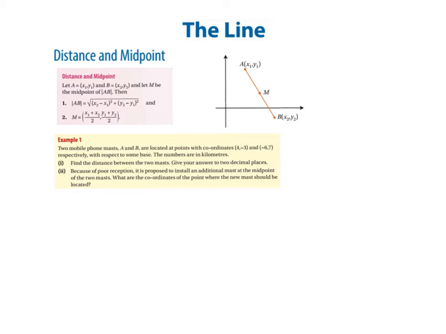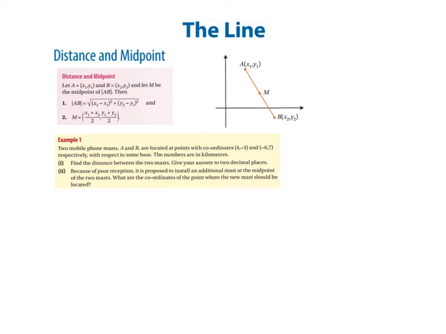If A is equal to some x, y coordinate, and B is equal to some other x, y coordinate, then the length of AB, i.e. the distance between A and B, is equal to the square root of (x2 minus x1) all squared plus (y2 minus y1) all squared. And the midpoint is just given by (x1 plus x2) divided by 2, and then (y1 plus y2) divided by 2. So we'll just go straight to the example.